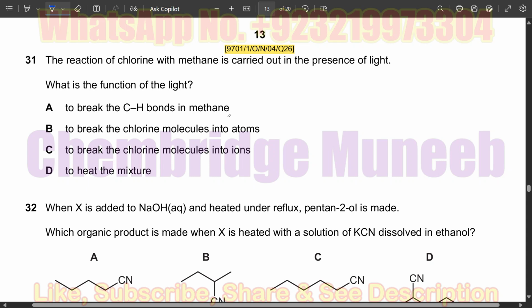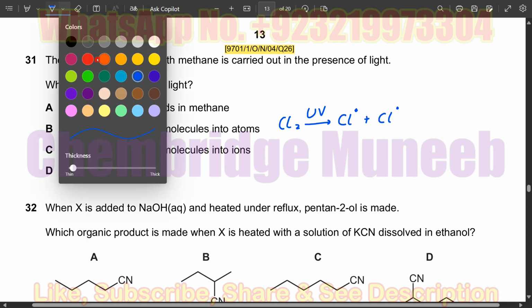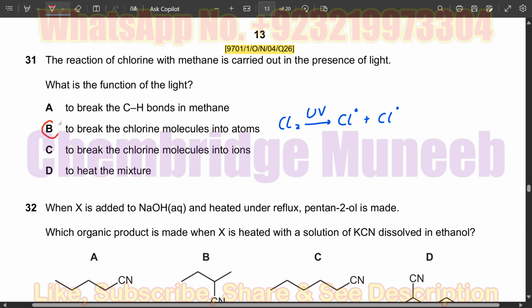We know the reaction is covered in 3 steps: the initiation, propagation, and termination. The initiation step means breaking a molecule into 2 free radicals. We get 2 free radicals during the initiation reaction. That is done in the presence of the UV light of sunlight. You can either write UV light or just sunlight. So option B is the right answer, to break the chlorine molecules into its atoms.